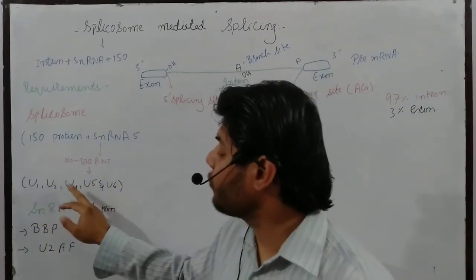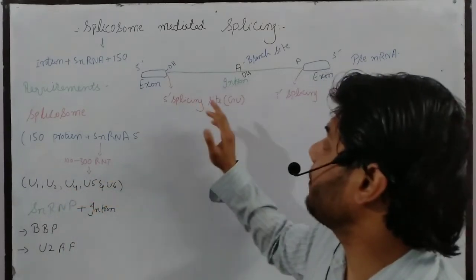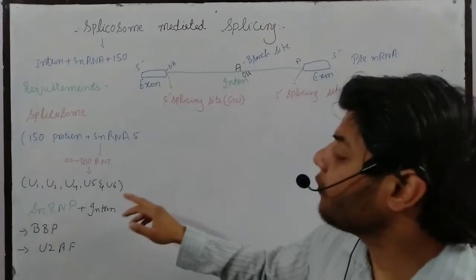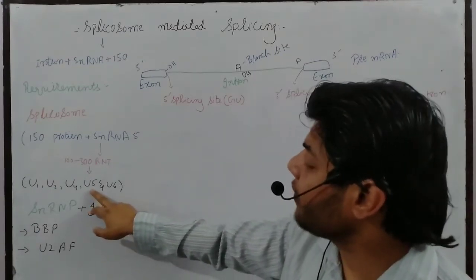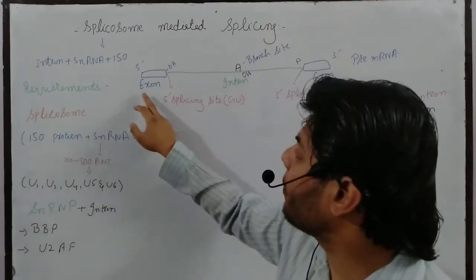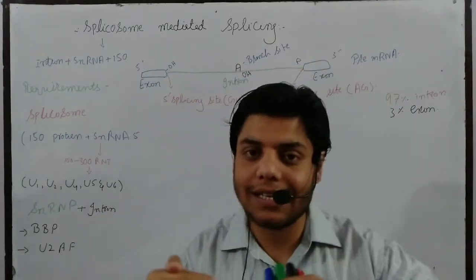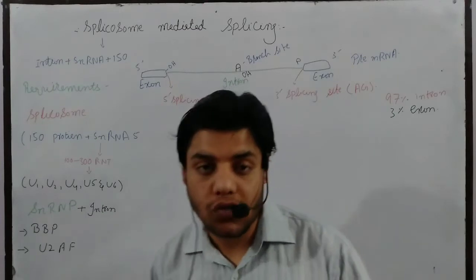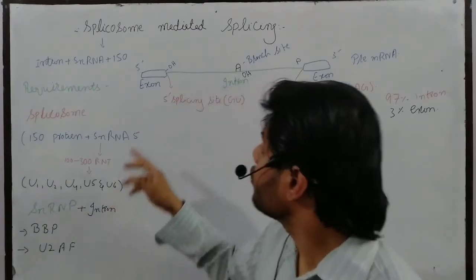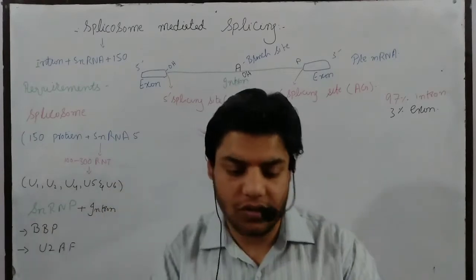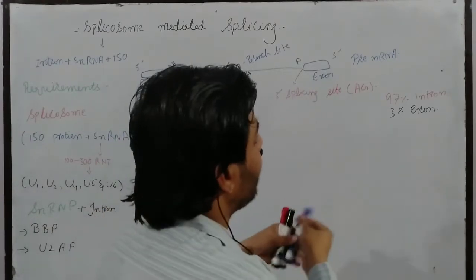Second, we have U4. U4 will inhibit the binding of U6. Then we have U5. U5 is mainly responsible for bringing the 5' exon towards the 3' exon and connecting them with each other. Then we have U6. What is the main function of U6? U6 is mainly responsible for forming a lariat-like structure. Meaning the lariat will look like this.